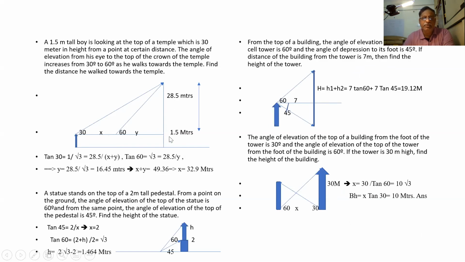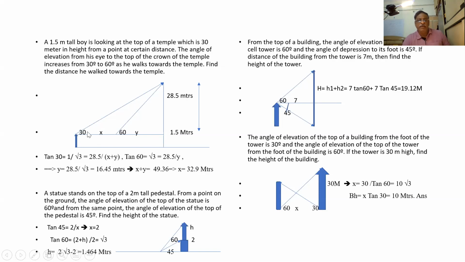So this is the data given. 1.5 is the height of the boy, and 28.5 is from the boy's eye to the top of the temple. Total is 30 meters. So now we know tan 30 is equal to 28.5 divided by x plus y, which is equal to 1 by root 3. Now what is tan 60? It is 28.5 divided by y. So tan 60 is root 3, which is 28.5 by y. Here we get y and here we get x. So the value of x is 32.9 meters.